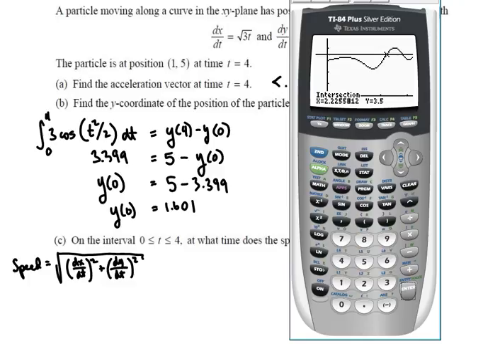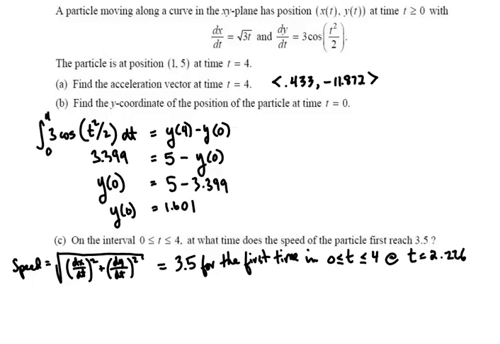So my answer is 2.226, rounding to 3 decimal places. So I would say that the speed is 3.5 for the first time in t greater than or equal to 0, less than or equal to 4, at time t equals 2.226. And I don't think that we have any units here, so it's not important to put that in. So that's for part C.